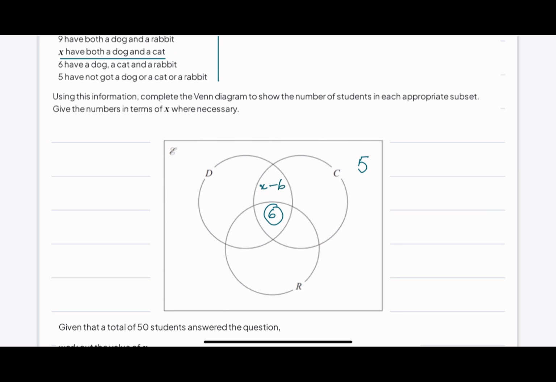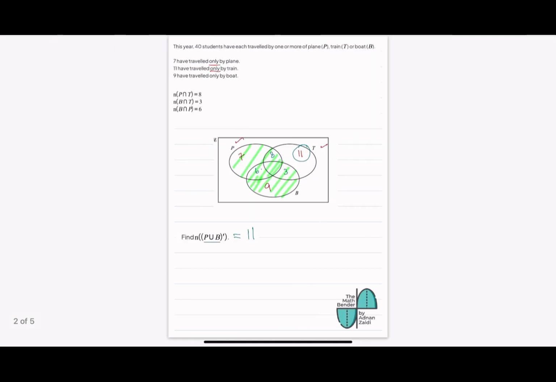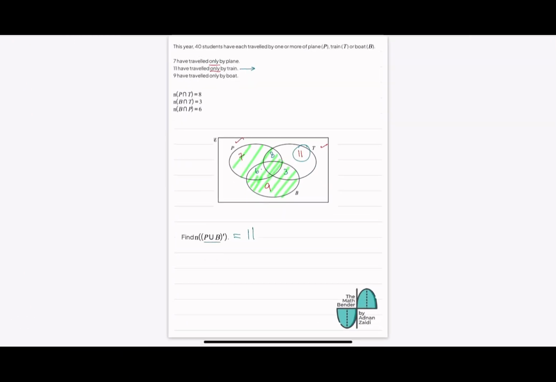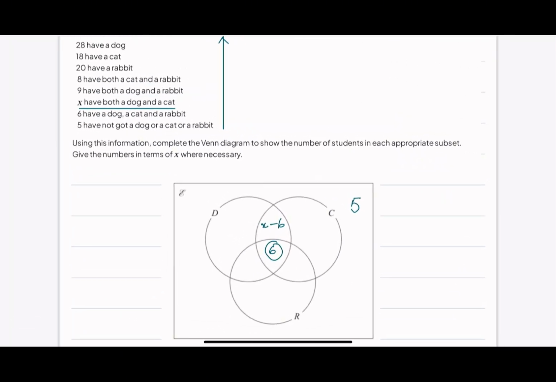If they had mentioned, like in our previous question, as you could see, that 11 travel by train only, that represented exclusively the set T alone, because only means it's not going to be intersecting with any of them. But here, X have both a dog and a cat, but there are some people among that number X who may have all three animals.